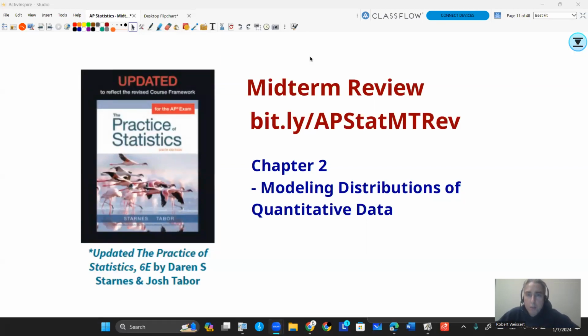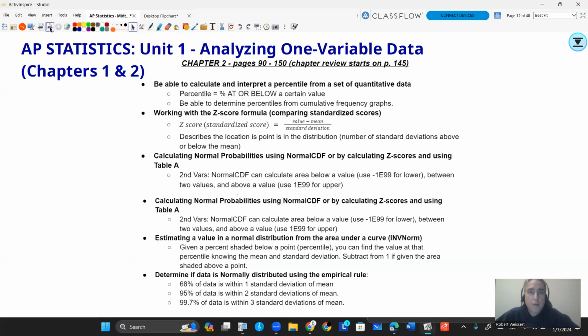Welcome back. This is going to be our midterm review for Chapter 2. Once again, I have that bit.ly up there for people that are watching that are not in my class. This is going to be dealing with modeling distributions of quantitative data, primarily the normal curve. And it's still going to be falling under Unit 1 in the AP unit schedule. So this is going to be Chapter 2, and Unit 1 covers Chapters 1 and 2.